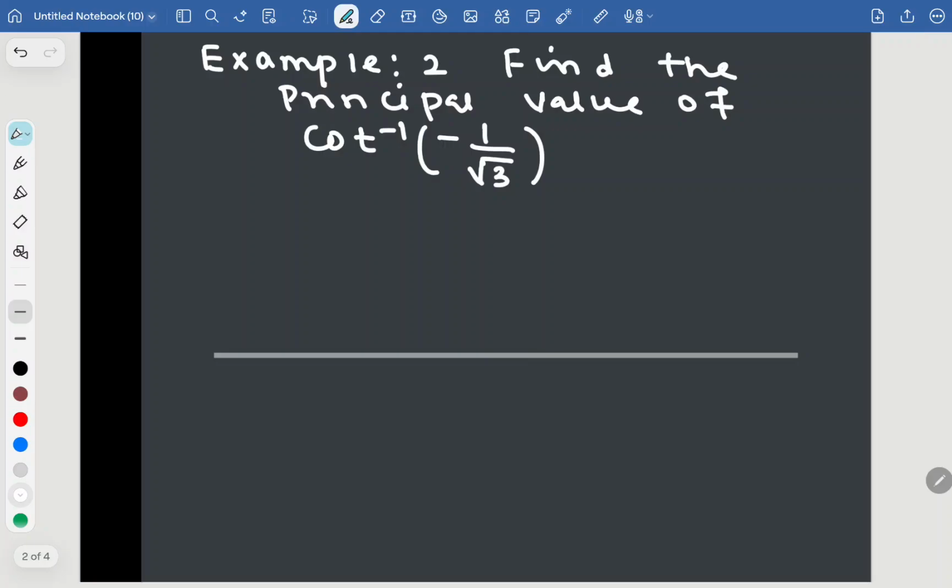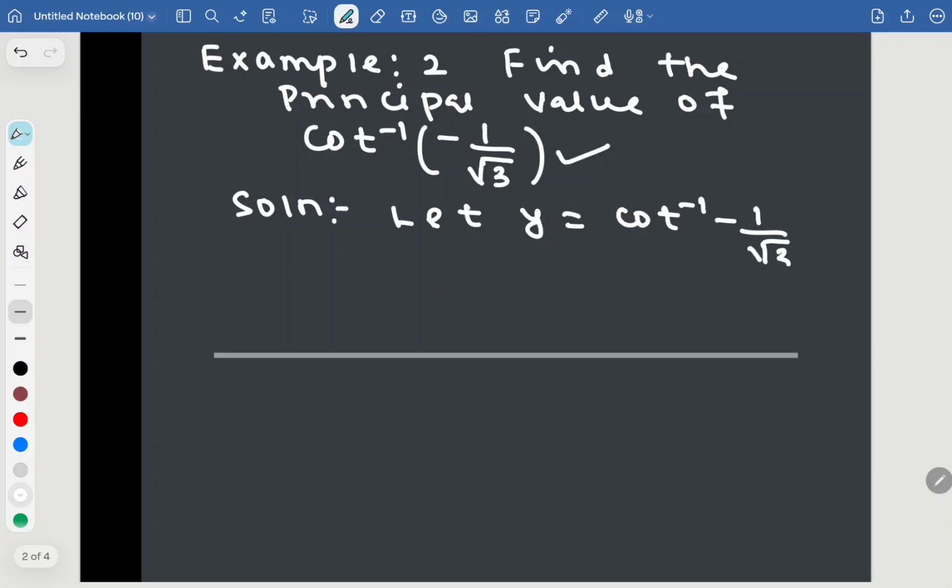Now I am going to discuss example 2. We have to find the principal value of cot inverse of minus 1 by root 3. Solution. Let y equal to cot inverse of minus 1 by root 3, which implies cot y equal to minus 1 by root 3.